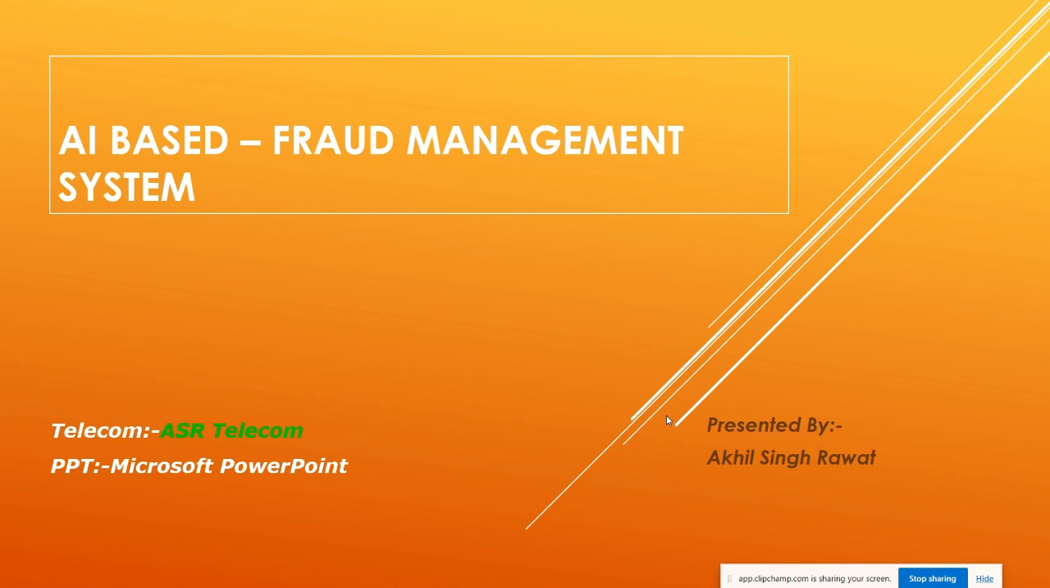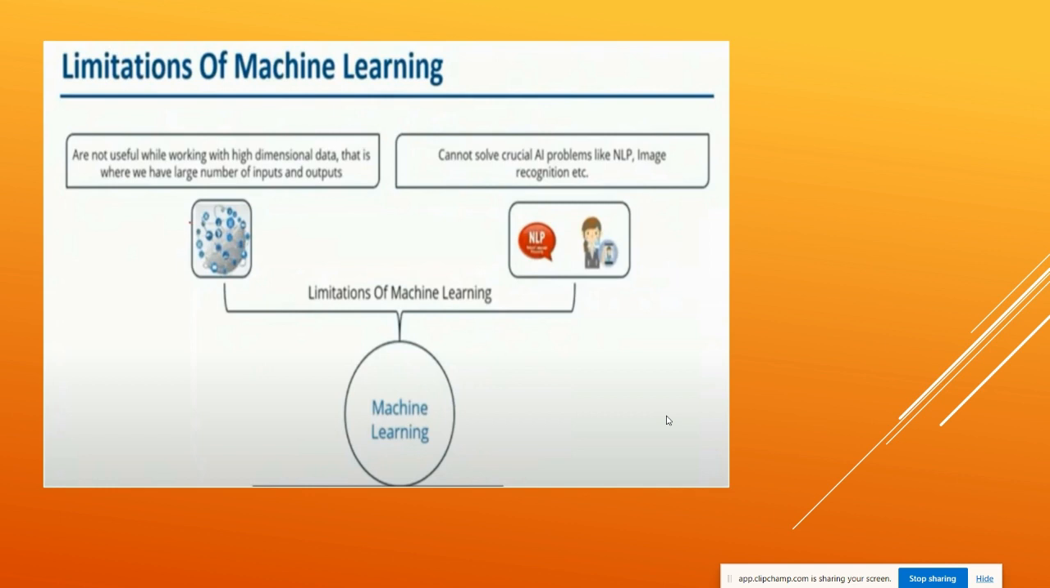So the first thing is, we will learn about the AI and why AI is evolved. So there are limitations of machine learning. As you can see in the presentation window, the slide is saying that it is not useful while working with high dimensional data. That is where we have large number of inputs and outputs. So if I say in layman terms, if the number of columns are much more, it will be problematic for ML to analyze and to process.